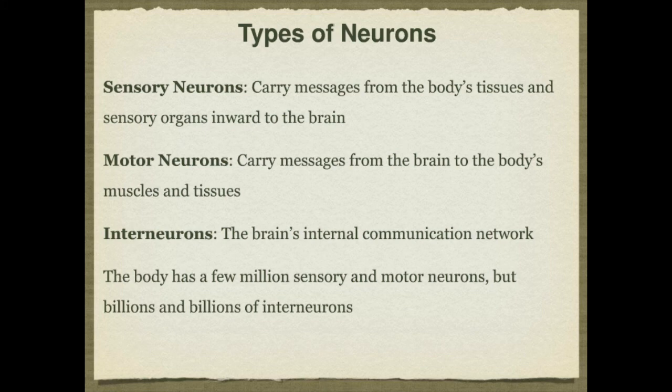We have different types of neurons, right? We have sensory neurons. Those exist all throughout our body, mostly in our skin cells. They carry messages from the body's tissue and sensory organs inward into the brain. We have motor neurons, which carry the messages from our brains out to our bodies and tell our muscles how to move. And then we have interneurons, which are the brain's internal communication networks.